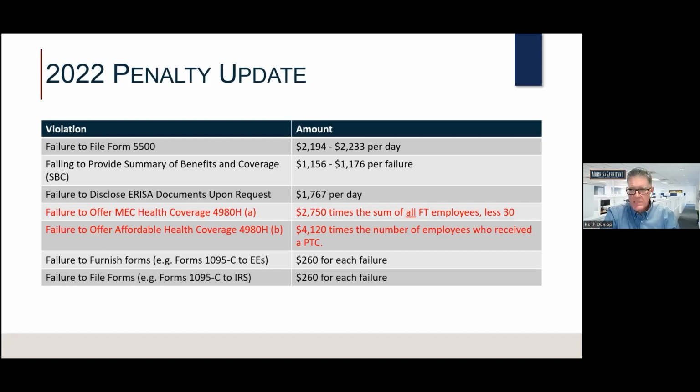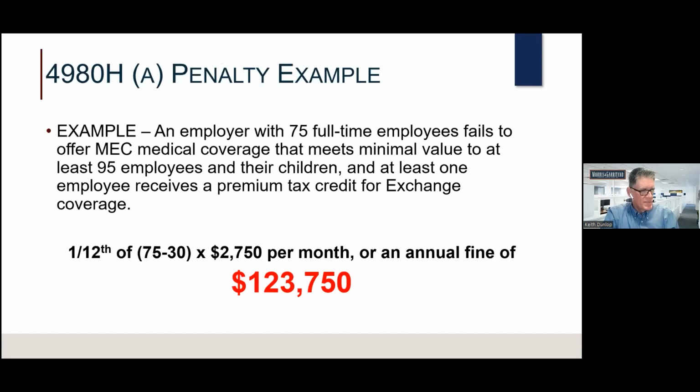And the B penalty for failure to offer affordable coverage is now $41.20 multiplied by the number of employees that received a premium tax credit to get subsidized coverage on Covered California. What this looks like in practice for a company of 75 full-time employees, for failure to offer coverage, the A penalty is a fine of $123,750.